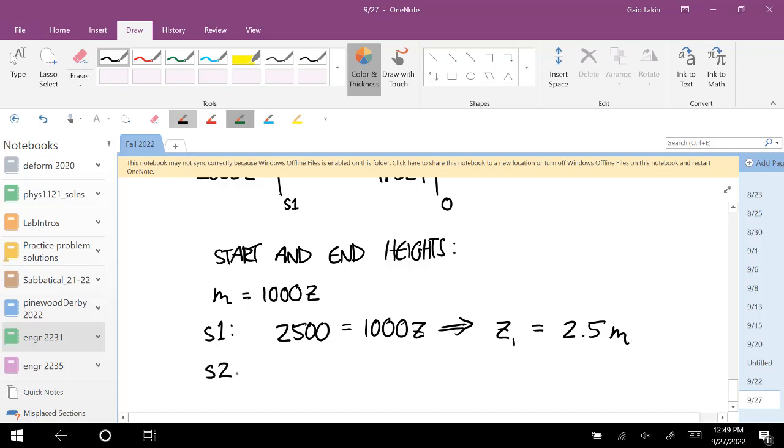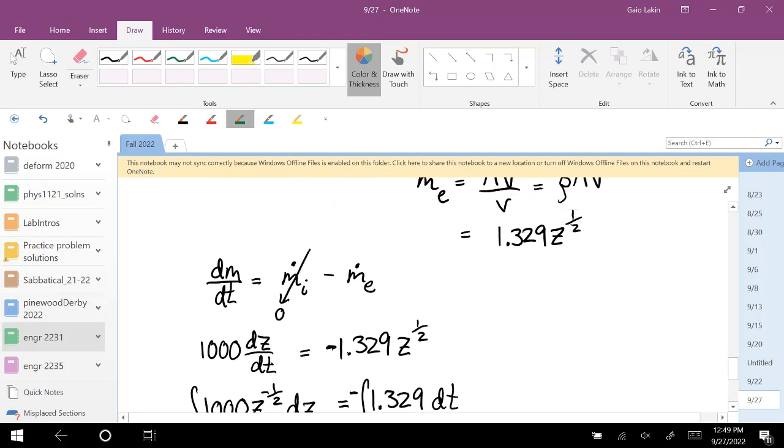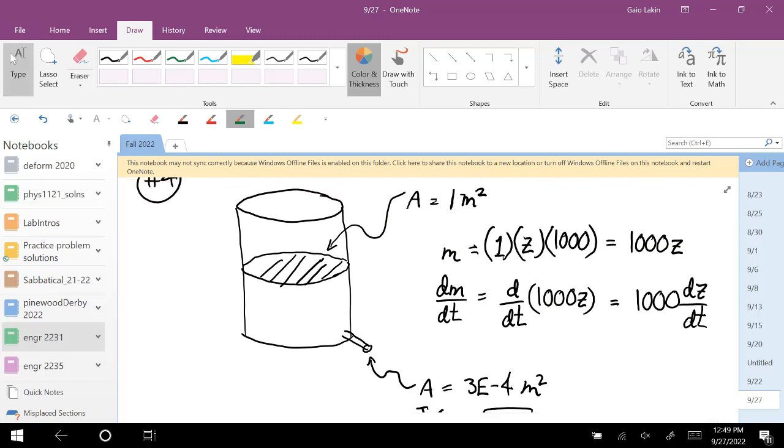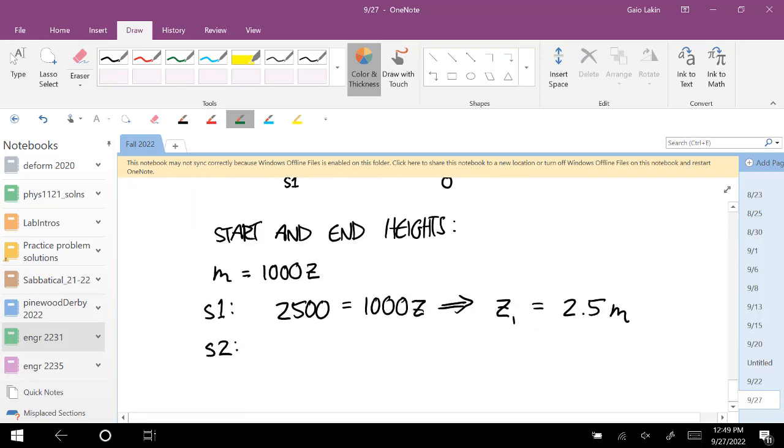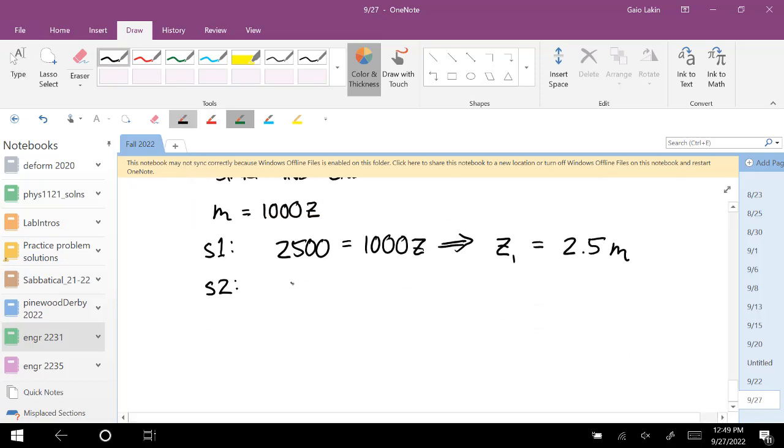And state 2, at the end, in the wording of the problem, what it says is how long is it going to take for the mass to reach 900 kilograms. So for the second one, 900 is equal to 1,000 z. And so z2 is equal to 0.9 meters.